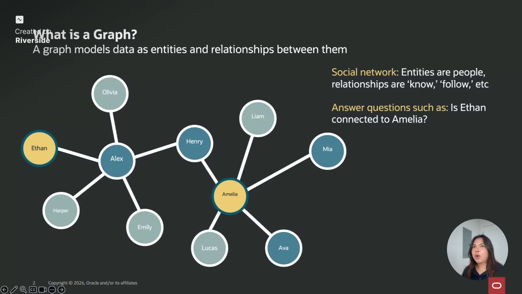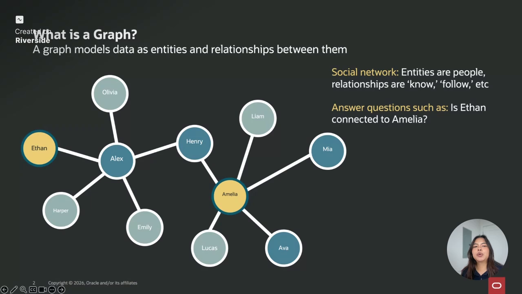I think one of the most natural ways to understand graphs is through social networks. For example, here we have Ethan and Amelia. They're part of a social network. And if we wanted to answer the question, is Ethan connected to Amelia? We might think that they're not connected since they're not connected directly, but they are actually connected indirectly, right? So Ethan is connected to Alex directly, but then Alex is connected to Henry, and then Henry is connected to Amelia. And that's how this indirect connection happens.